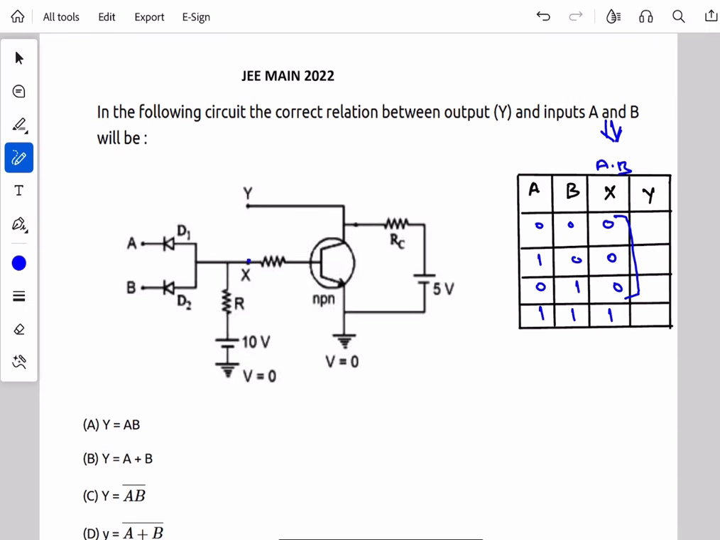So in the first three cases, X is in the off state. So this transistor would be in the cutoff state and there will not be any current in this resistor RC. So voltage of this battery, 5 volt, will show up at this output Y and this would be at 5 volt. So output Y would be in the on state in the first three cases.